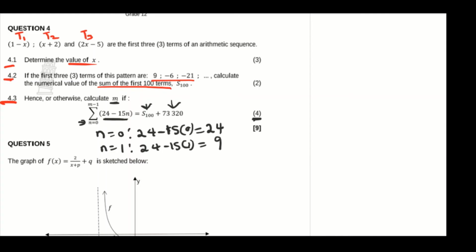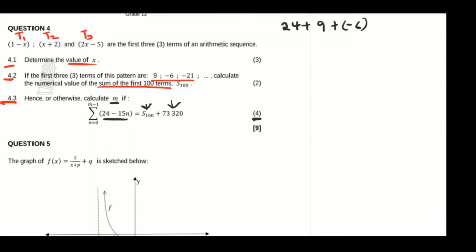And then when n is equal to 2, it's 24 minus 15 into 2, right? So you should get minus 6. So the first 3 terms is 24 plus 9 plus minus 6. So these are the first 3 terms of your sum, right? So this is what you're going to do. We're going to find the sum of this, right?